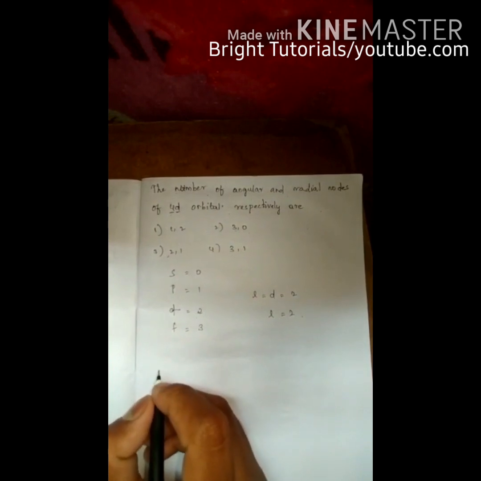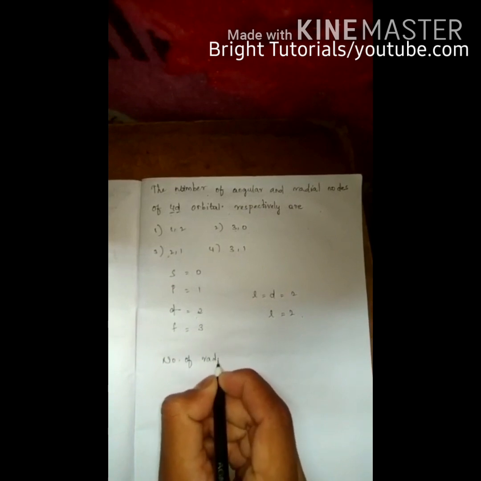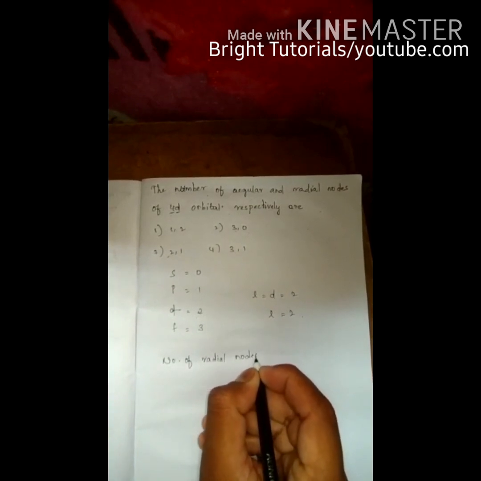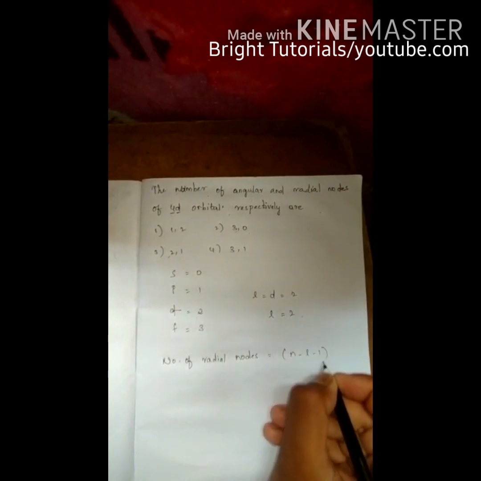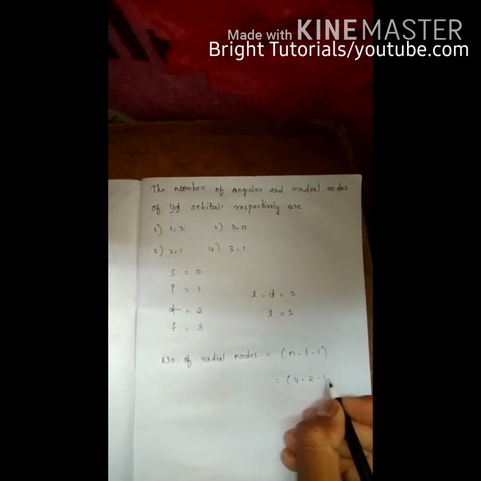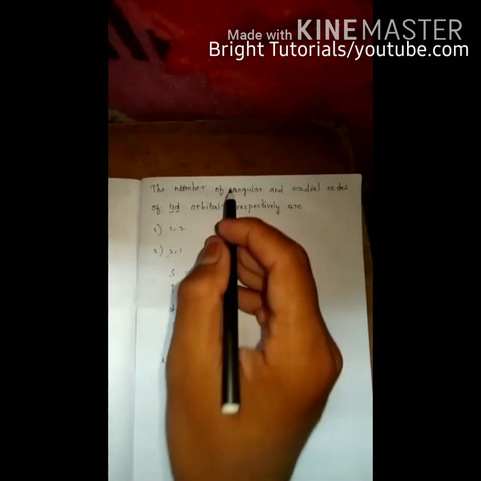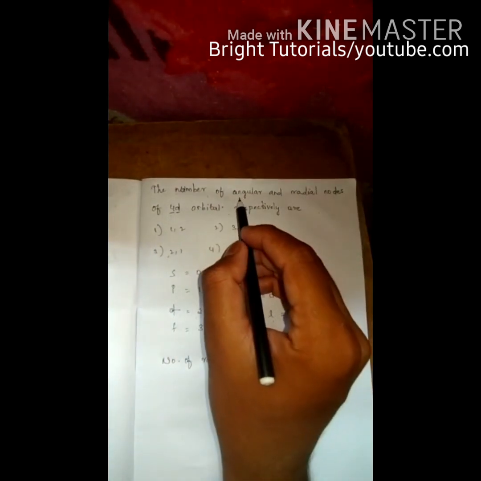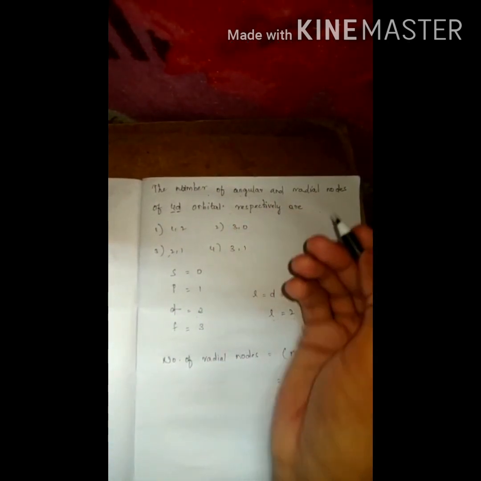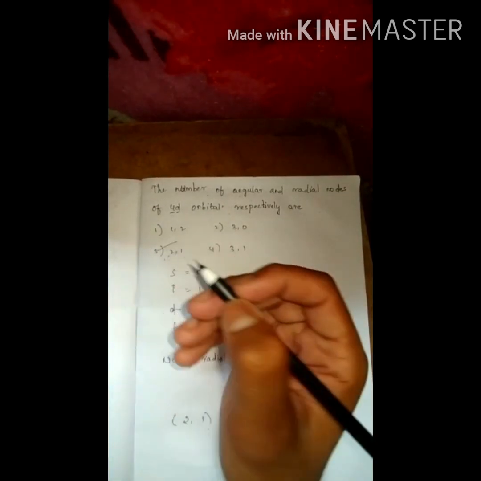So we know the formula for the number of radial nodes is n minus l minus 1, that is equal to n is 4 minus l is 2 minus 1, that is equal to 1. Since here l is 2 and radial nodes is 1, and he has asked the question in this manner, first angular nodes, then radial nodes, we write angular is 2 and radial is 1. So the answer is 2, 1, the third option.